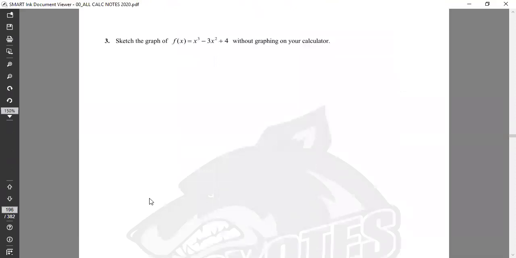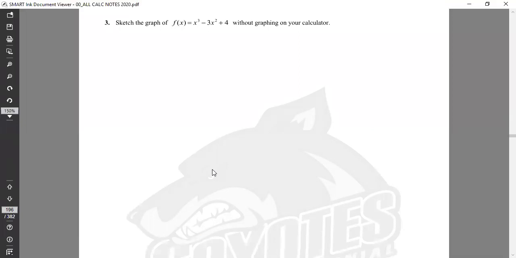Number 3, last one. Sketch the graph of x cubed minus 3x squared plus 4. All right, so let's look at all these pieces together. Our first thing is, our domain is all real numbers because it's just a polynomial. We want to try to factor this, so we look at candidates to be able to factor this.